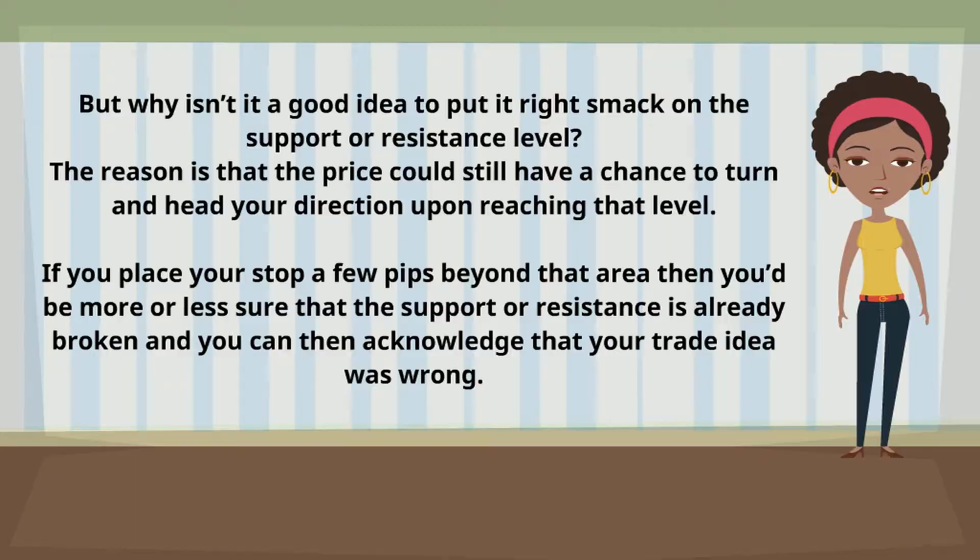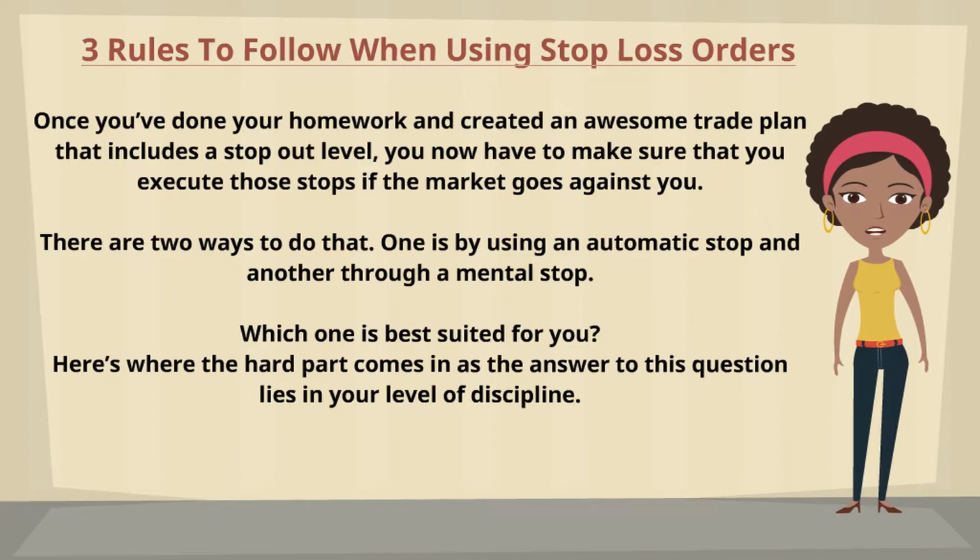Now I will explain to you 3 rules to follow when using stop-loss orders. Once you've done your homework and created an awesome trade plan that includes a stop-out level, you now have to make sure that you execute those stops if the market goes against you. There are 2 ways to do that. One is by using an automatic stop and another through a mental stop. Which one is best suited for you?